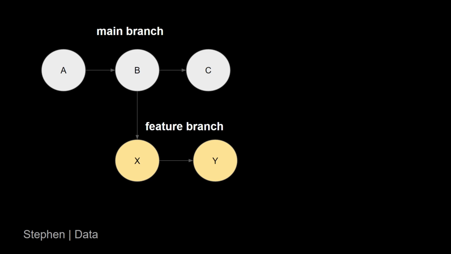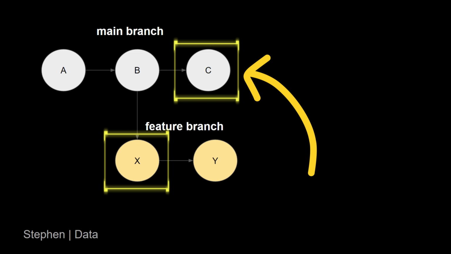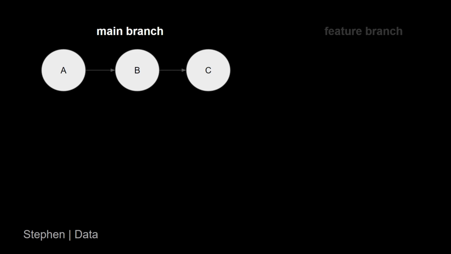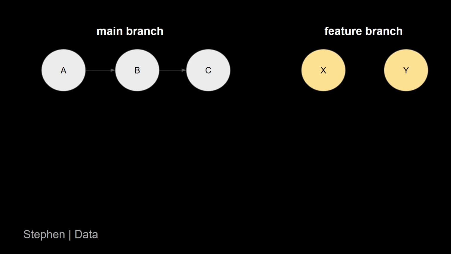So when you use the rebase command, the starting point of your feature branch is moved to follow the latest commit on the main branch. So this means all your feature branch's commits are now right after the main branch's commits. This makes it look like your changes were made right after the latest main branch.